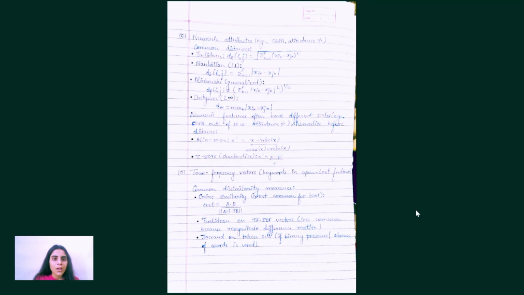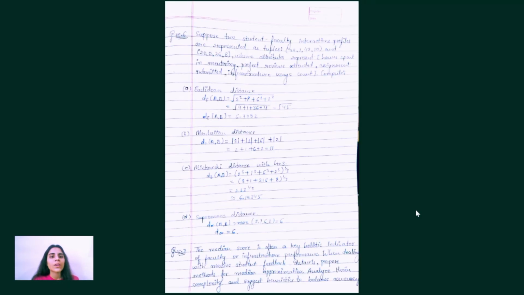You can see here, after it, numerical attributes. We can use all these methods for it. After it, term frequency vectors. This is also a common dissimilarity measure. Cos theta is equal to A dot B divided by this. All these you can see on screen.